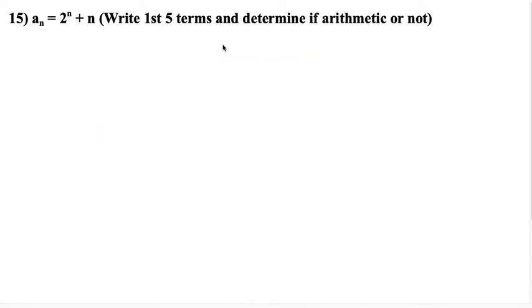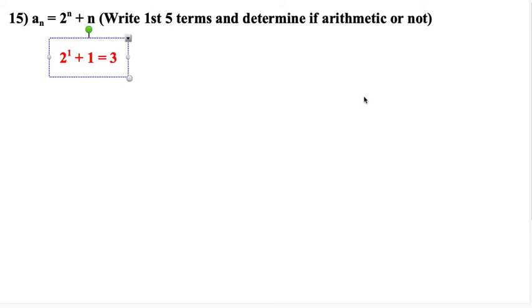Problem number 15 gives us an equation, right? A sub n equals 2 to the n plus n. Write the first 5 terms and determine if it's arithmetic or not. Now, I'm not going to insult your intelligence here, but what we're asked to do then is basically plug in the values for the first 5 terms. Now remember, it always starts at 1. So the first thing is going to be 2 to the first plus 1.